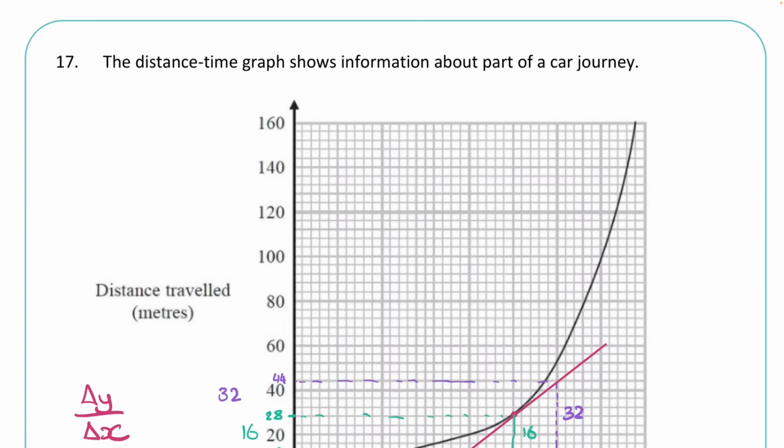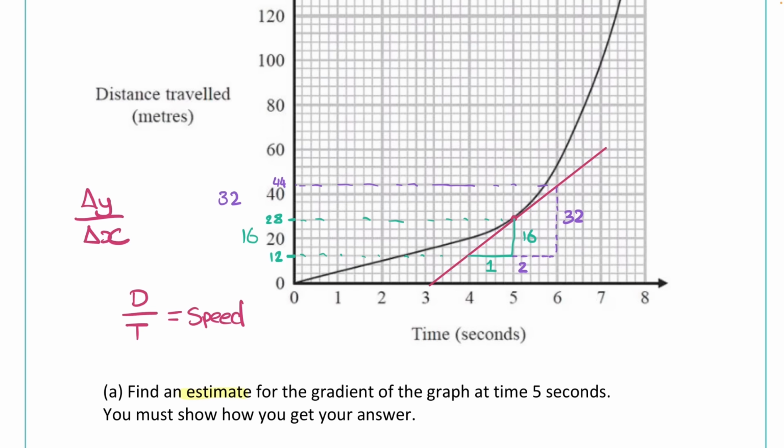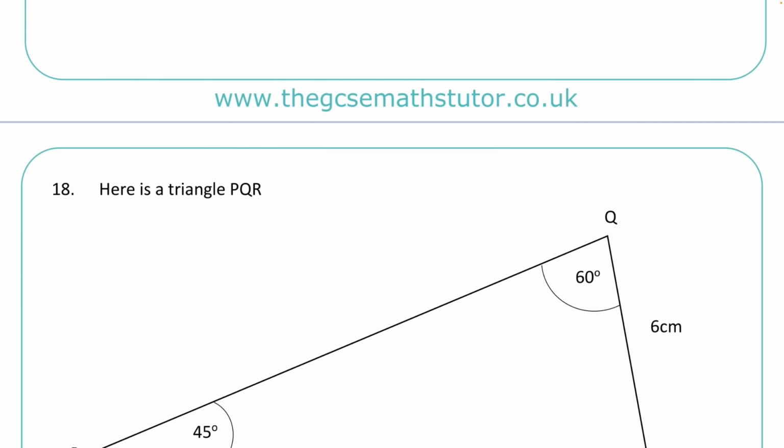Well, what was it about? It was about a car journey. So the speed of the car at 5 seconds. And there we go. So that's what the gradient represents on a distance time graph. There are obviously different types of graphs. You can have different things, but it represents the change in one thing comparatively to the other. In this case, the change in distance over time. Okay, on to our next question.